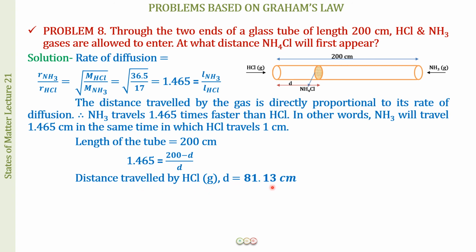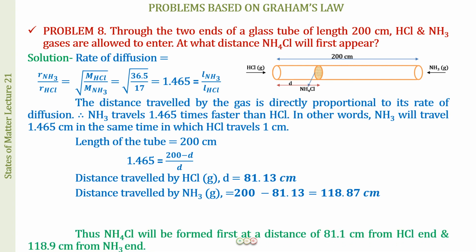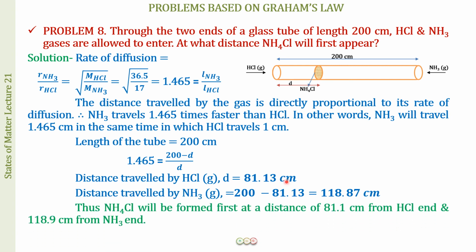HCl gas to be 81.13 centimeter, and the distance traveled by ammonia gas to be 118.87 centimeter, which is 200, the length of the tube, minus the distance traveled by HCl gas. Fine, I hope this is clear. So ammonium chloride will be formed first at a distance of 81.1 centimeter from the HCl end and 118.9 centimeter from the ammonia end.